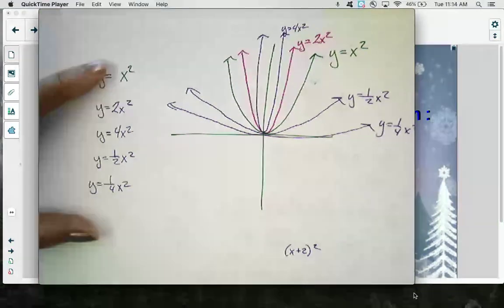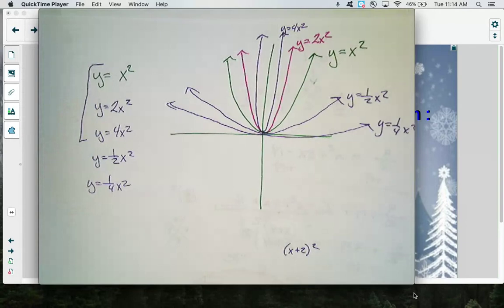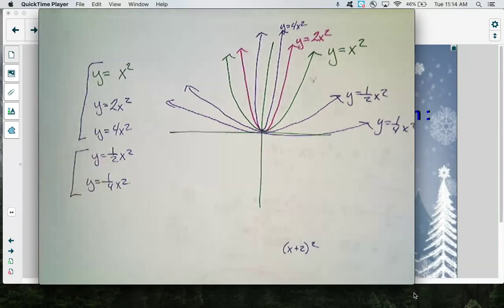What that's called is, the ones that are greater than 1, that is a vertical stretch. The ones that are in between 0 and 1, those are compressions. And that's going to actually carry us all the way to the spring, because we're going to see this with trig functions. Sine graphs and cosine, we're going to stretch and compress them.